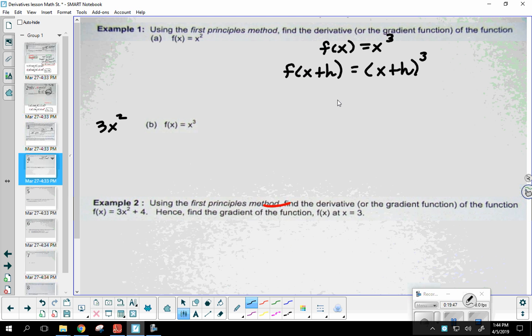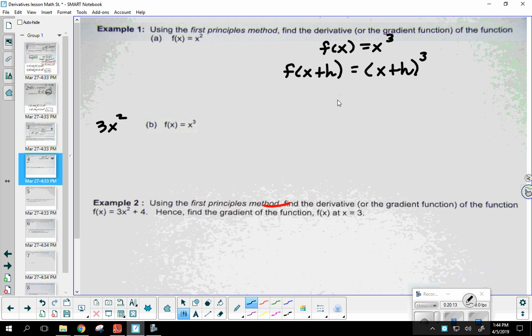In fact, it would be x cubed plus 3x squared h plus 3x h squared plus h cubed. Is anybody familiar with the binomial theorem? Anybody ever remember hearing that? Okay. If you are, great. Like I said, I just used a shortcut to immediately get it. And if you're sitting there going, what did you just do? Let's do it the old-fashioned way.